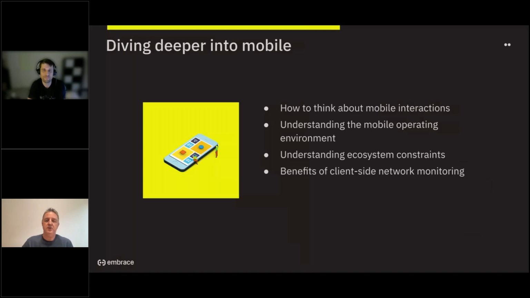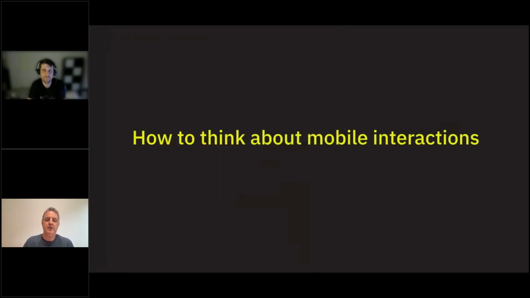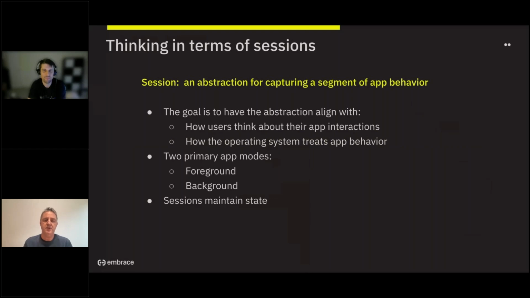So we're going to start out by talking about how to think about mobile interactions, and really thinking in terms of sessions. We look at a session as an abstraction for capturing a segment of app behavior. You need to come up with some abstraction for that. The goal of the session abstraction is basically two things. One is to align with how users think about their app interactions, because ultimately when you're trying to debug things, that helps you understand what the user experienced and what their intents were. And also how the operating system treats app behavior.